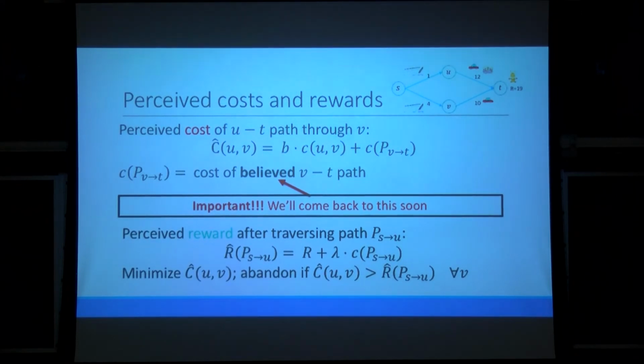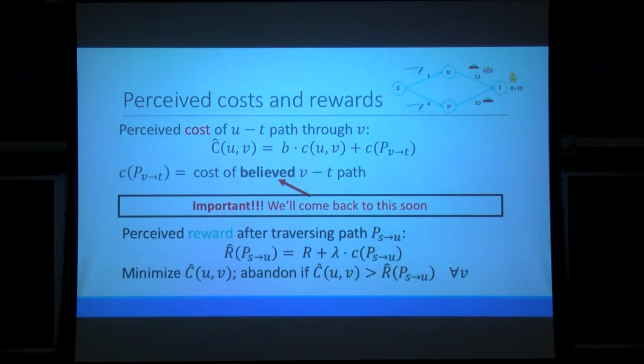It's just the perceived reward after you've taken some path from S to U is simply the original reward plus lambda times the cost that you've incurred so far. Okay? And then the way that an agent plans is it just says, I'm going to choose the successor node V that minimizes perceived cost, and I'll give up on this task if there is no such node that has perceived cost larger or smaller than the perceived reward.